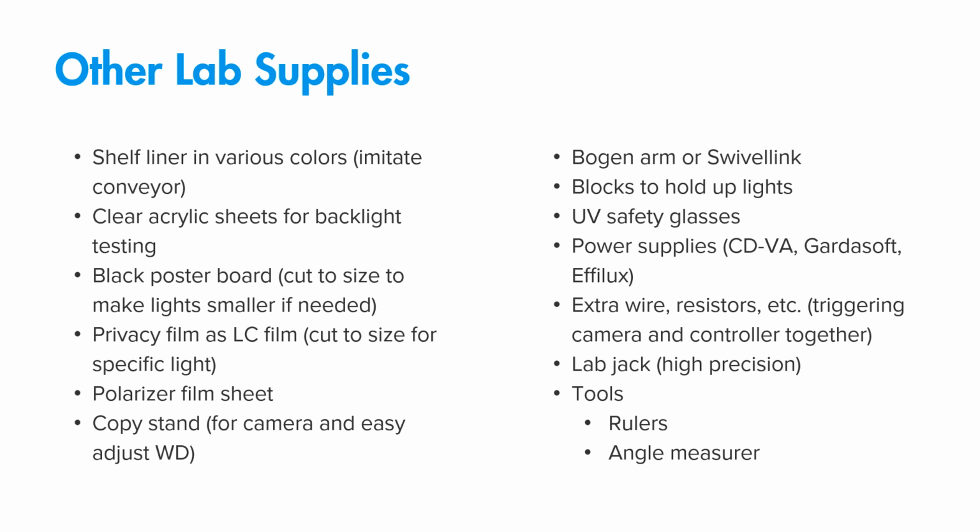And then last but not least on this page, we have the tools that we use. This is tools like rulers, angle measurers, stuff like that. So we can make a note of where we're placing our light so we can copy it in the manufacturing setting.